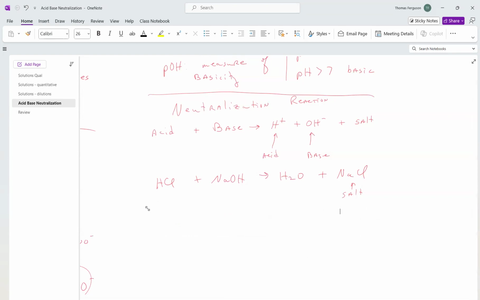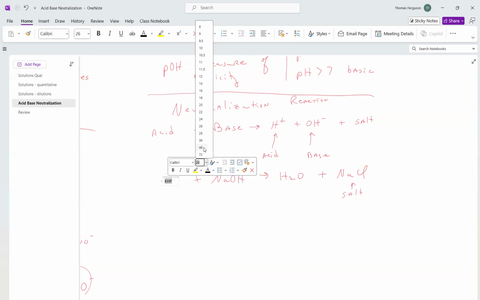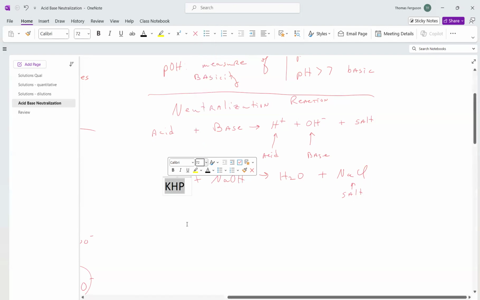Now we're going to be doing this reaction only. We're not using hydrochloric acid though. We're using something called KHP instead. So this is going to go. And that is a special acid. And it has one hydrogen that comes off.